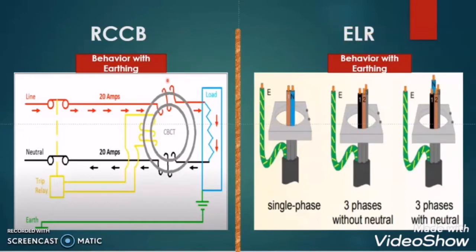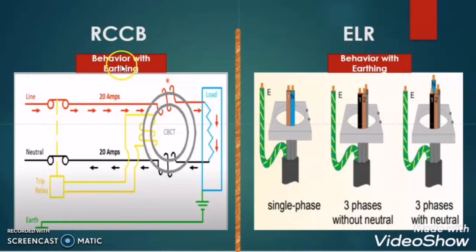Now for the ELR, coming back to our main topic: if the earthing wire passes through the CBCT, then the ELR will make nuisance tripping. This means that if there is a fault in another load, the ELR of some other load will trip when we put this earthing through the CBCT. So in both cases, RCCB and ELR, the earthing is not important. But for the ELR, the earthing has to be taken out from the CBCT, so the ELR will function properly and will not make nuisance tripping. Hope you got the difference between the RCCB and ELR related to behavior towards earthing.